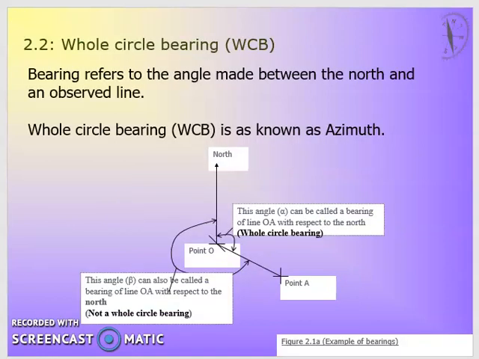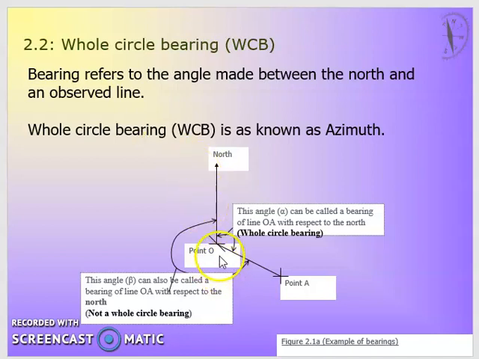Let's look at another type of bearing called whole circle bearing. Whole circle bearing refers to the angle made between the north and an observed line, and in this case, there is only one whole circle bearing for every line instead of two. Okay, and that will reduce the confusion when we are referring to a line, because there's only one associated whole circle bearing for the line.